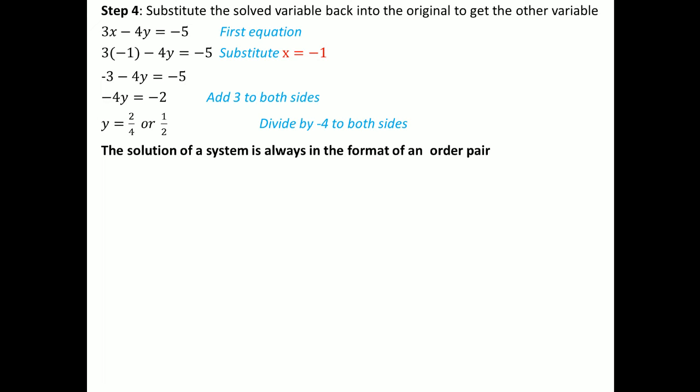So the solution for the system is always in the format of an ordered pair. The correct answer is negative 1 comma 1/2. Negative 1 comes from the x. The 1/2 comes from the y.